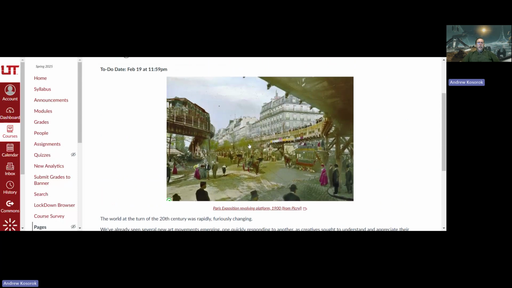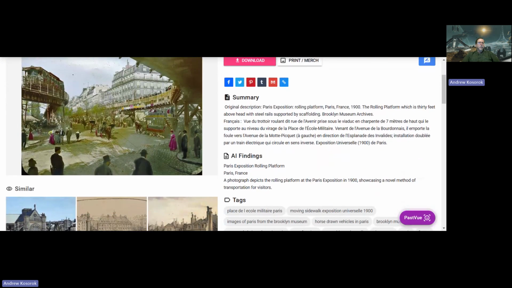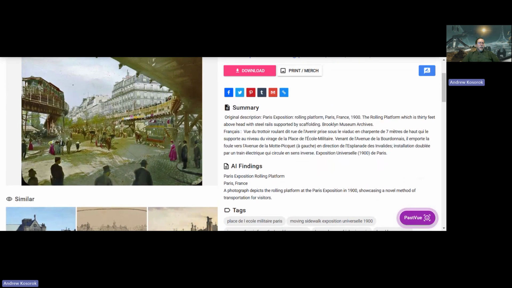Now, this picture right here that I have is of the Paris Exposition. And this happened in 1900. And I don't know if you can tell, there's a lot of people, this almost looks like one of those impressionist type paintings because it is a hand-colored, hand-tinted photograph. But this is an elevated train.